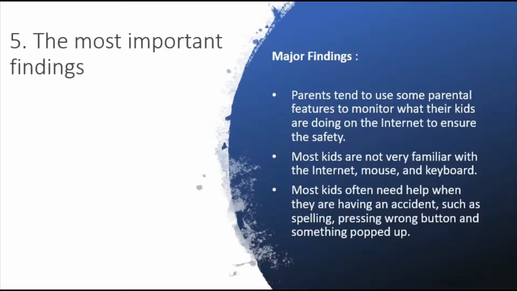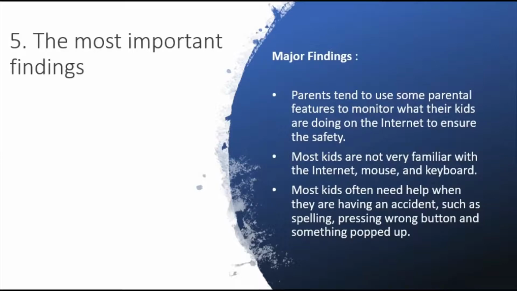Here are the most important findings from our research. First, parents tend to use some parental features to monitor what their kids are doing on the internet to ensure their safety. Second, the kids are not very familiar with the internet. Also, they are not very familiar with how to use the mouse and the keyboard. Sometimes some kids will press a button and look at the keyboard, press the button, and then look up to see if they pressed the right button or not.